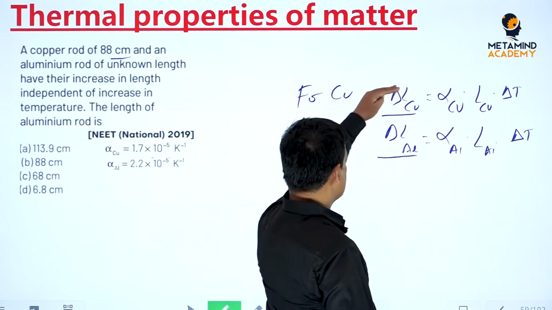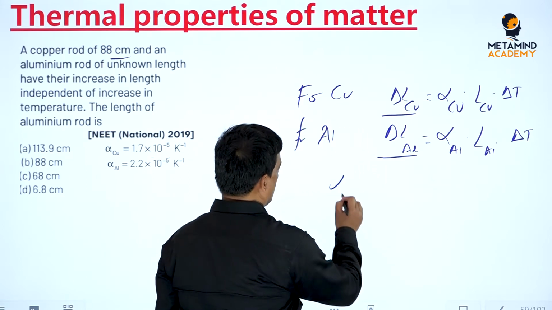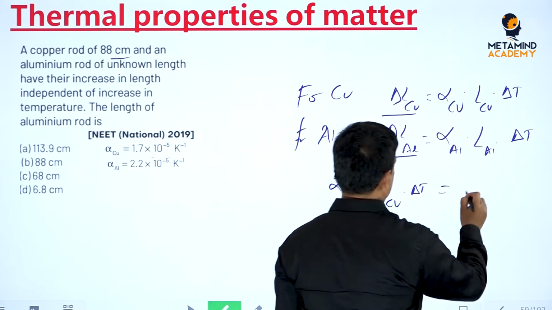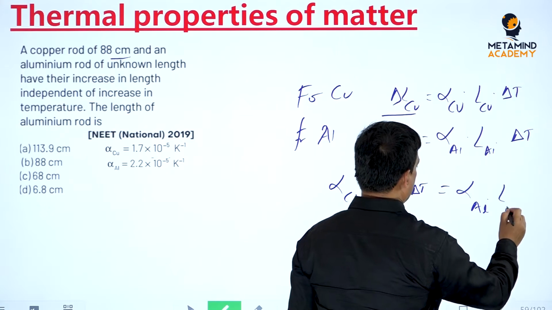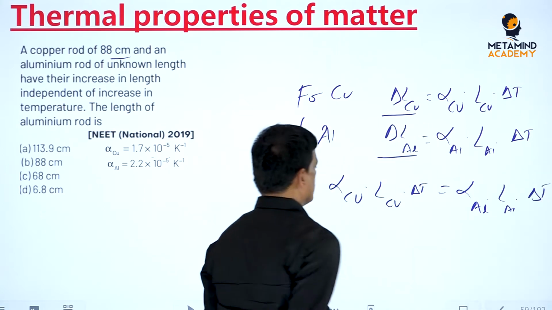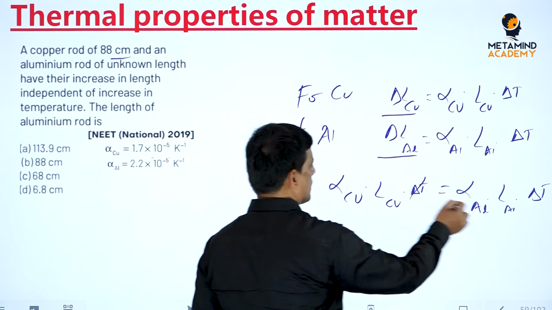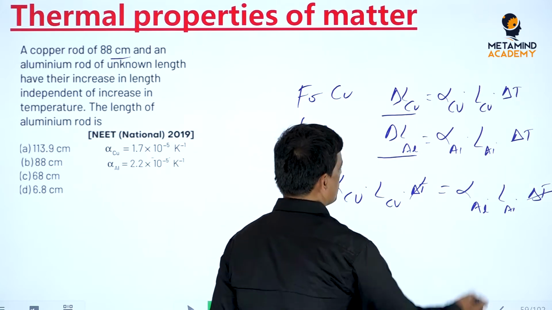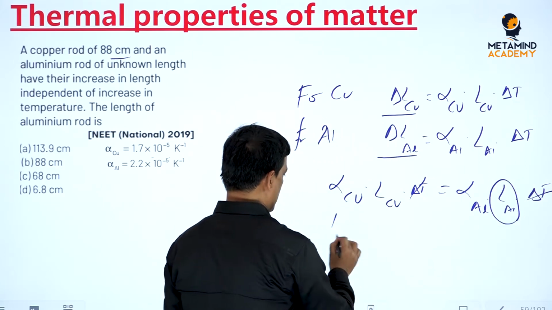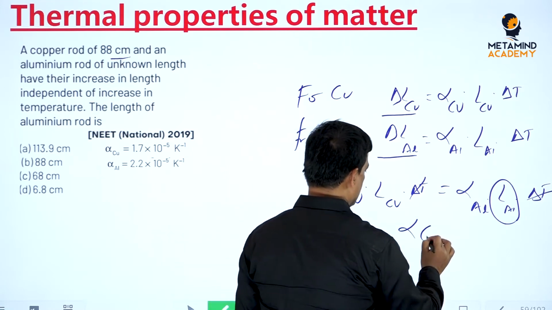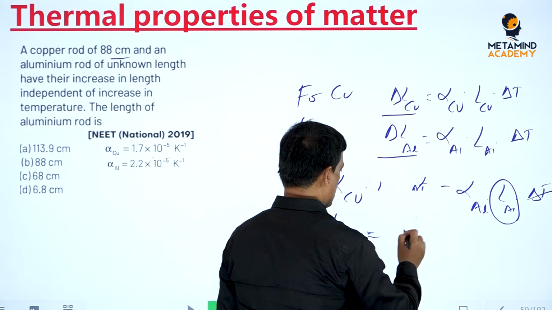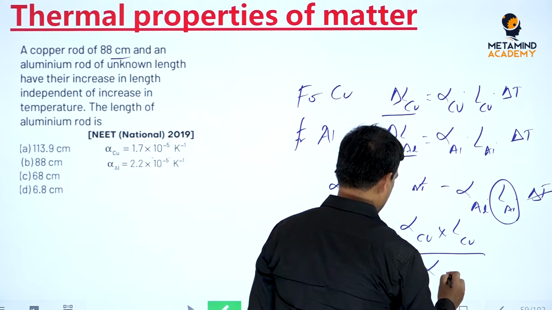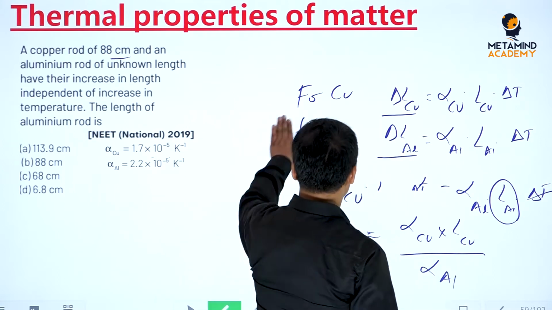So since these two are the same, alpha Cu times L Cu times delta T must be equal to alpha of Al times L of Al times delta T. Delta T goes away. Copper rod length is given to you, but the aluminium length you are supposed to find out. So the length of aluminium rod will be alpha Cu into length of rod Cu by alpha Al. It ultimately comes down to this.